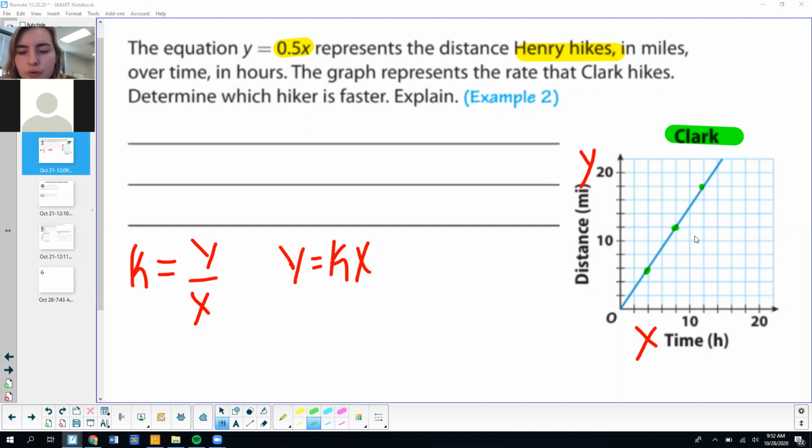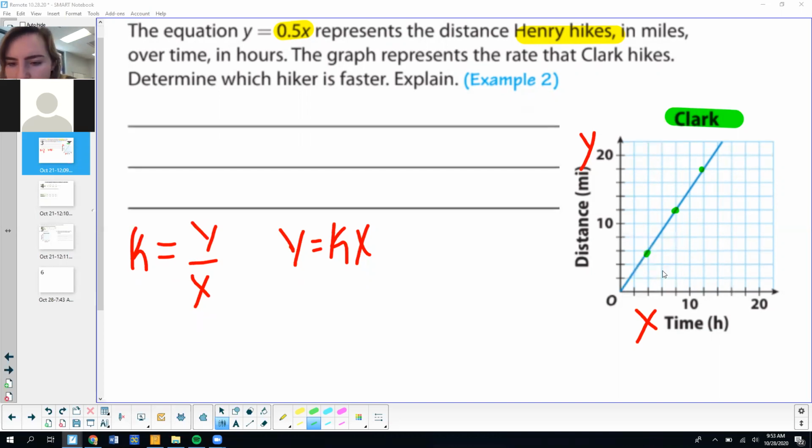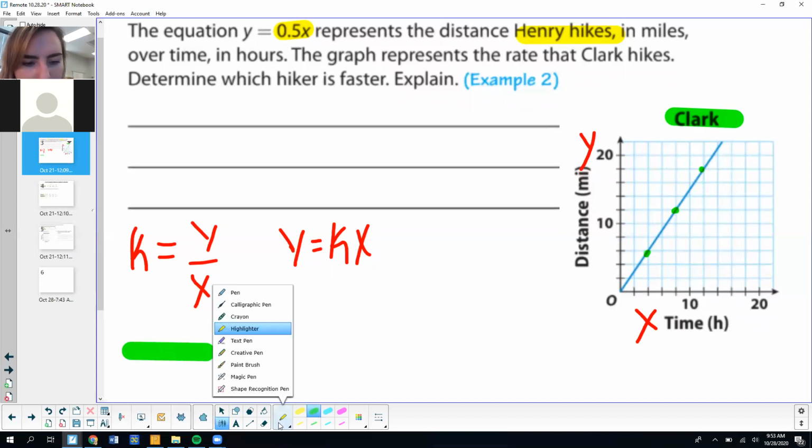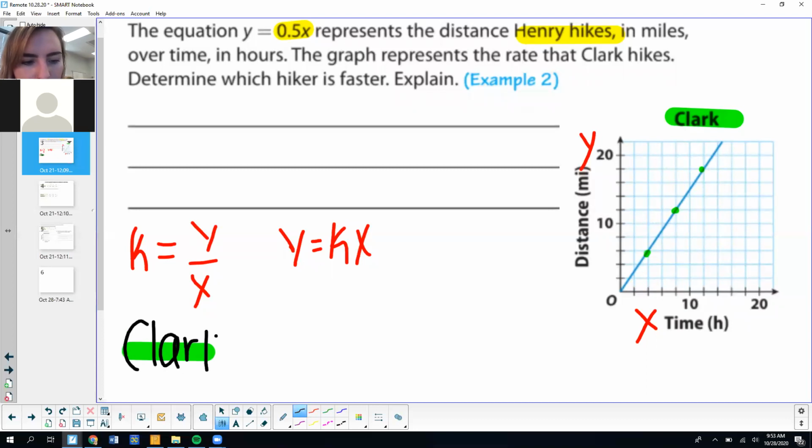So I'm looking for a point to pick from the graph. I'm just going to pick any point. I'm going to pick this one right here where my mouse is, because you can pick any point where the graph intersects that line. I'm going to make a little line so I know that this is Clark's information over here. So I'm going to make a point for Clark.